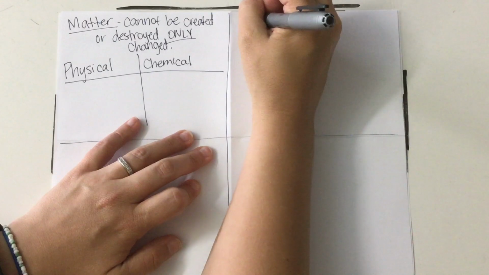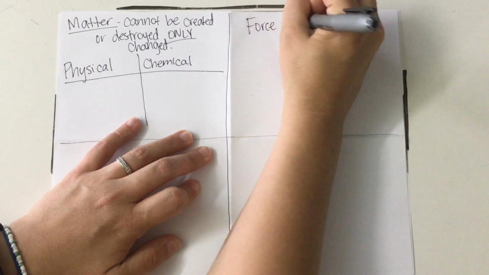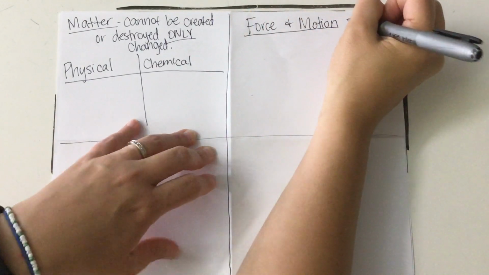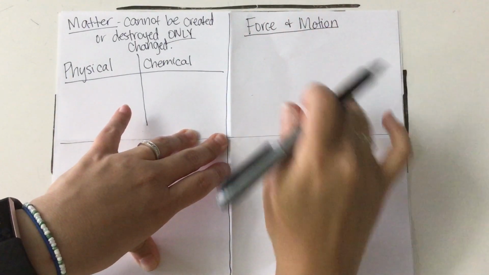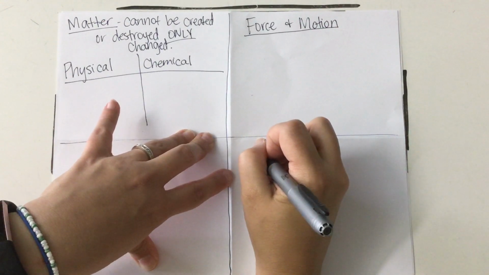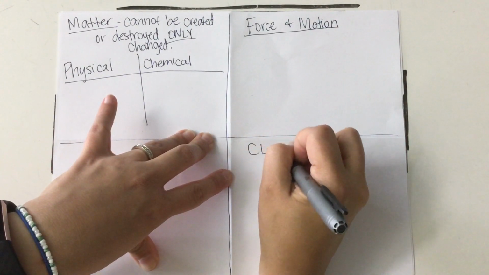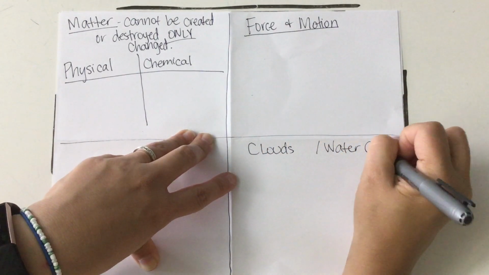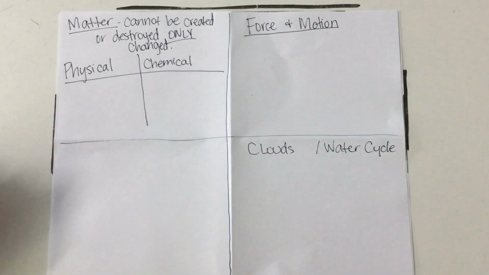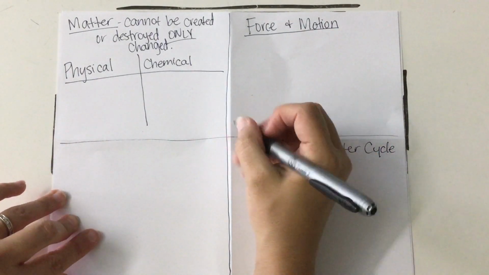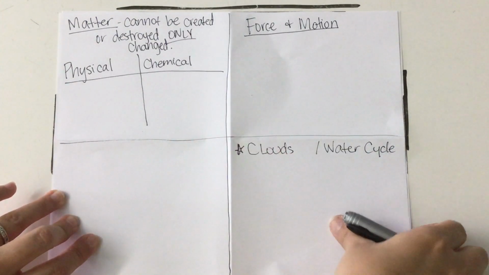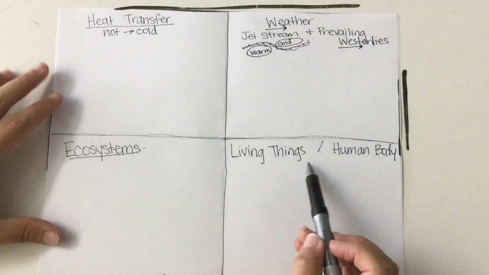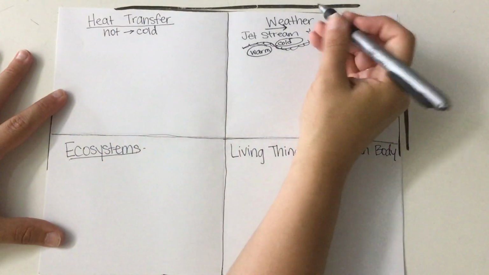But lastly, we're going to do force and motion. Okay? And we'll add all that when we get there. Now, if you want to go above and beyond and you want to add some notes down here about clouds specifically or the water cycle, you can come back and do that. And I'll finish up the video with that just to kind of show you a little bit of what you might want in there. But this one is a bonus. I do expect for you to have the other 6 sections. So matter, force and motion, living things, human body, ecosystems, weather, and heat transfer.